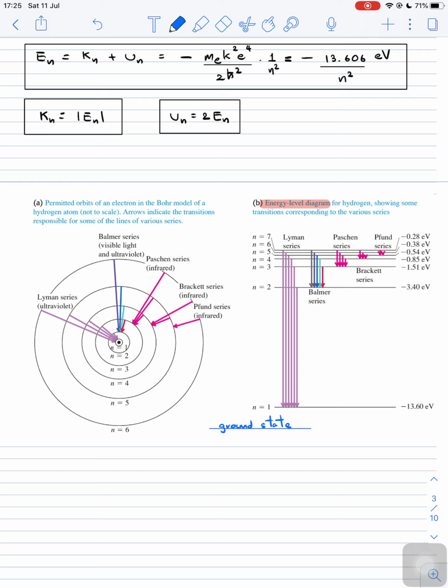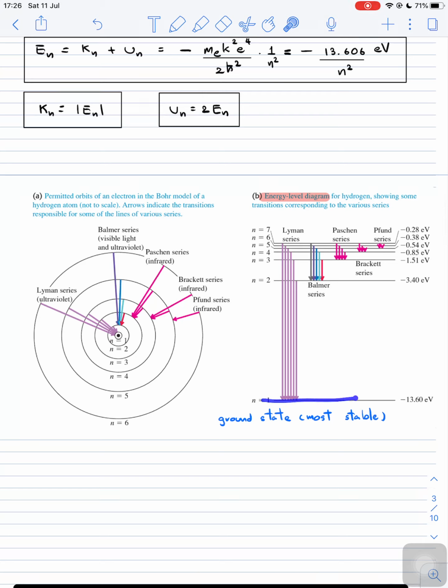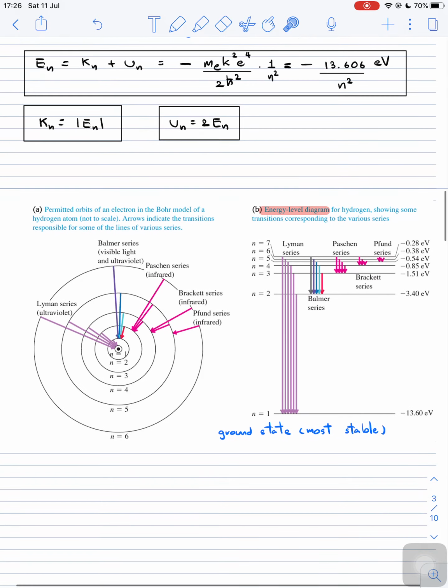So now the ground state is going to be the most stable state. So why the most stable state? Because at the ground state, the energy is the lowest. Don't forget that we have a negative value, and the larger this value, the lower the energy. So we have negative 13.60, which means this is the smallest energy for the hydrogen atom. So it's called the ground state, and it's the most stable state.